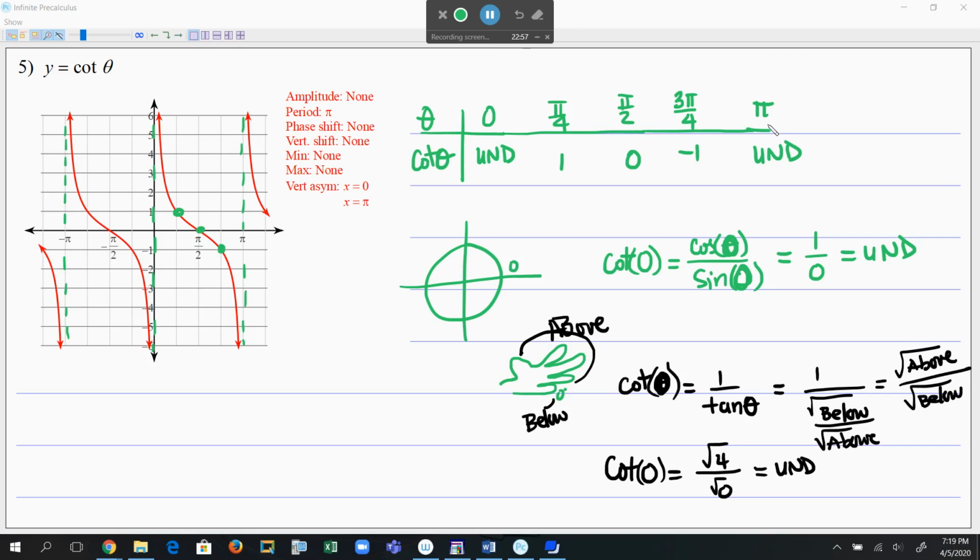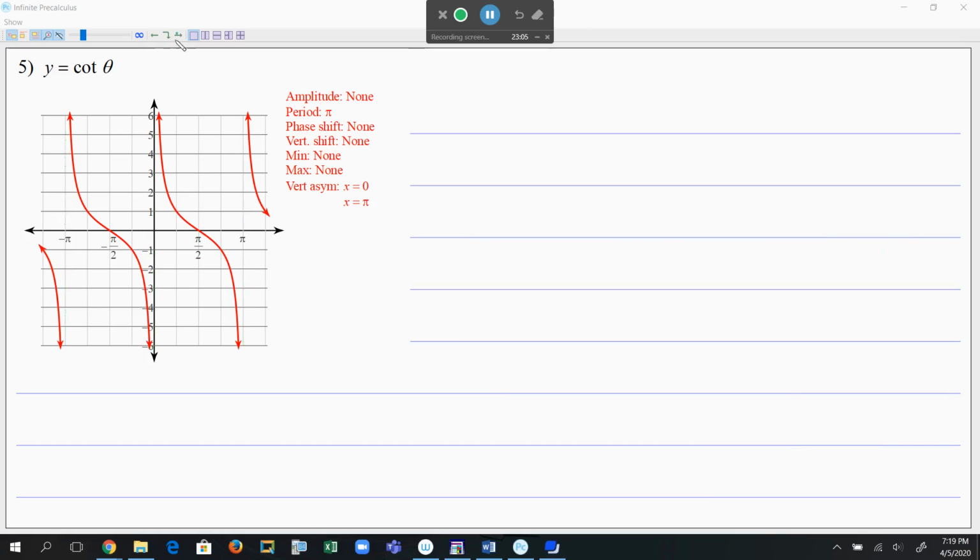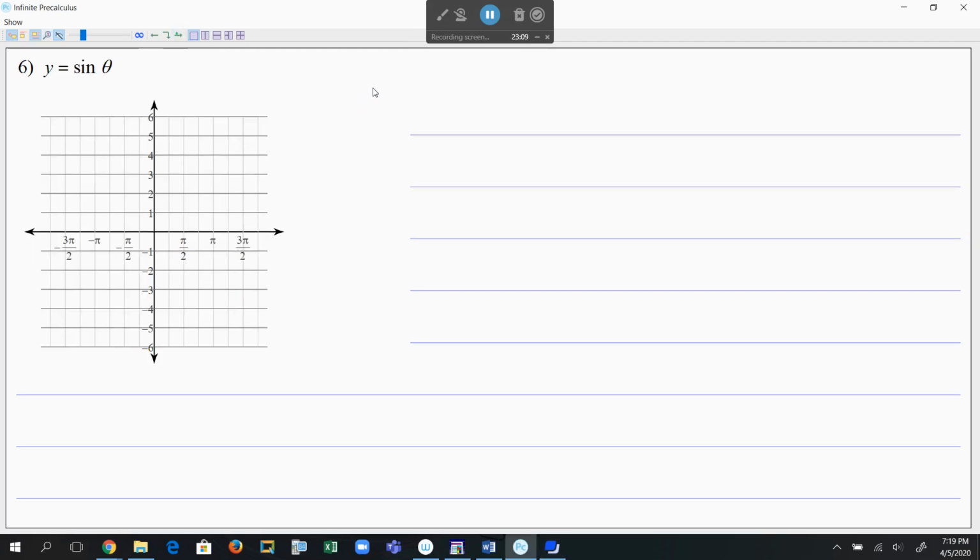Okay, let's move on to the next example. Okay, so let's look at example 6. This is very simple, it's just a sine function. So this is the graph of the sine function.